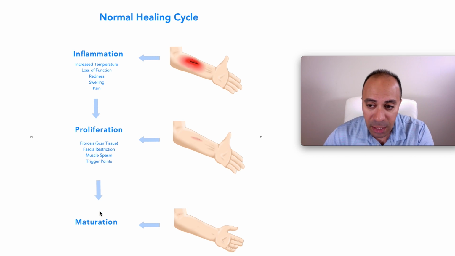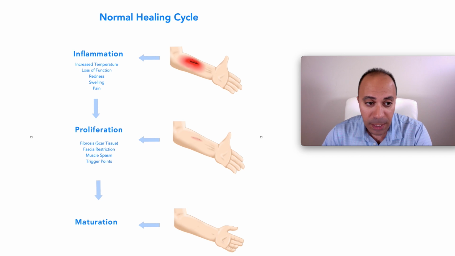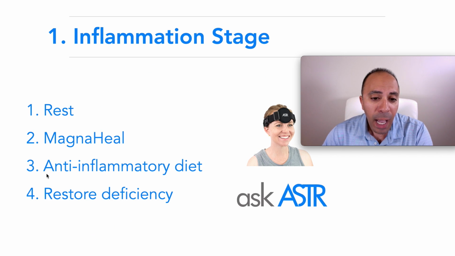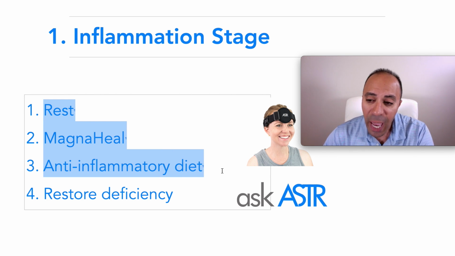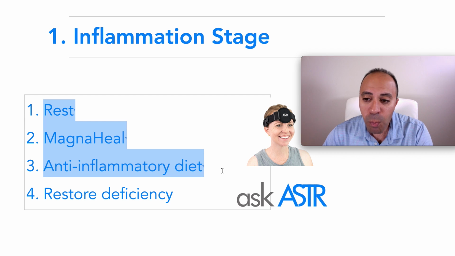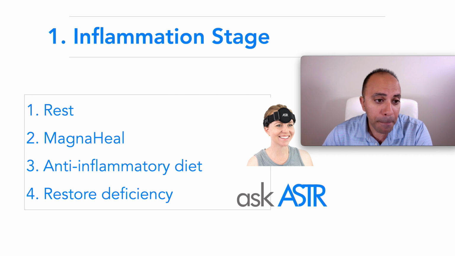So if you have magnesium deficiency, zinc deficiency, D deficiency, B deficiency, none of these are actually going to replace those deficiencies, even the anti-inflammatory diet. Because if you have a deficiency, you need more than what you eat on a daily basis to replenish that deficiency.